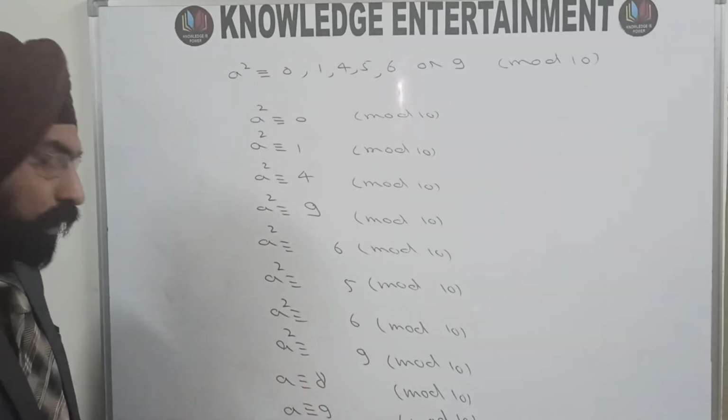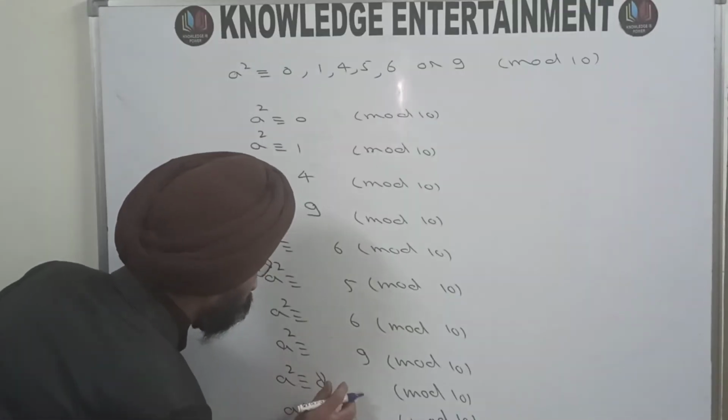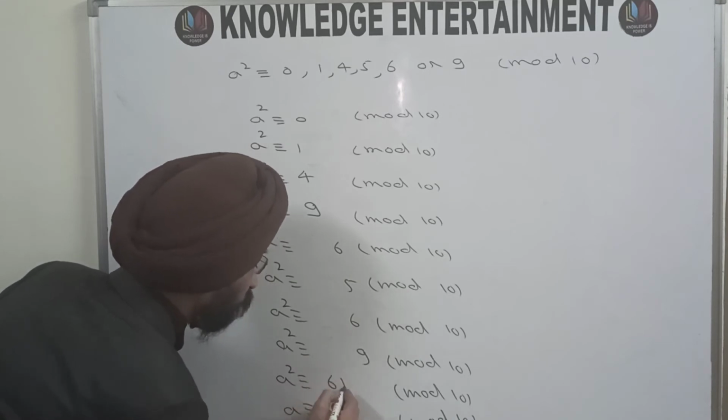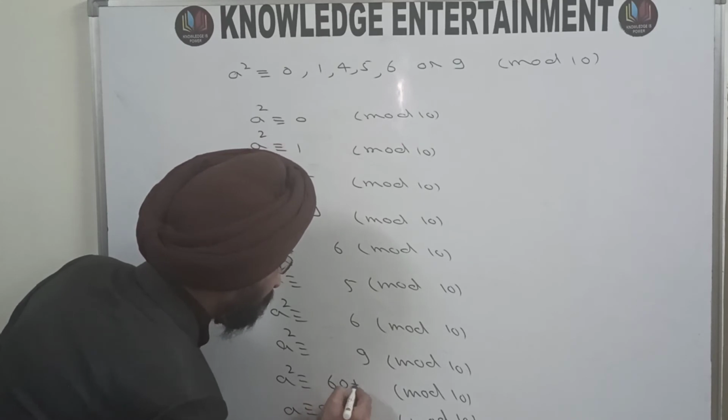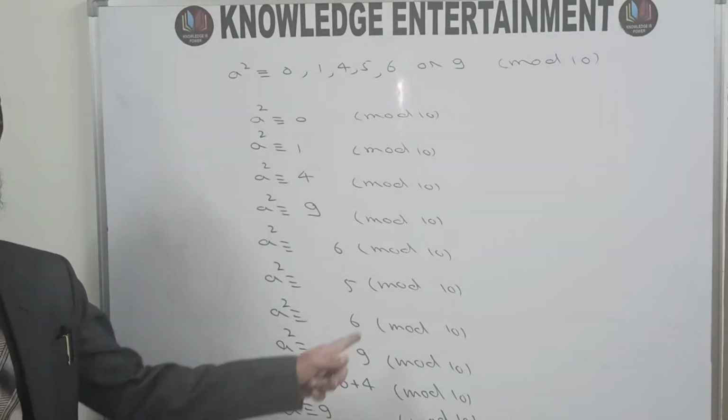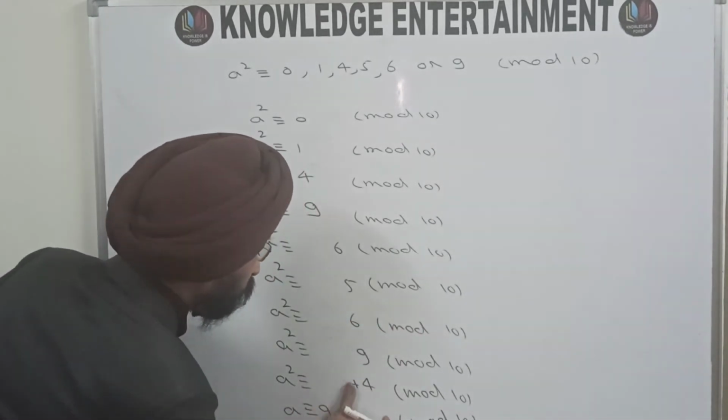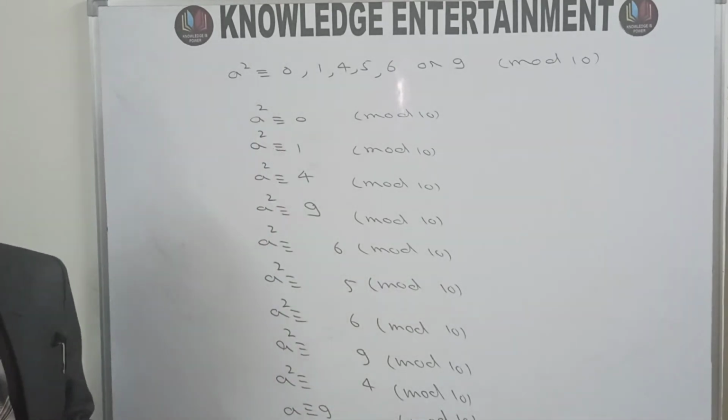If a is congruent to 8, then a square is congruent to 8 square. 8 square is 64, and 64 once again can be written like 60 plus 4, and 60 being a multiple of 10 can be removed, so you will be left with a square is congruent to 4 modulo 10.